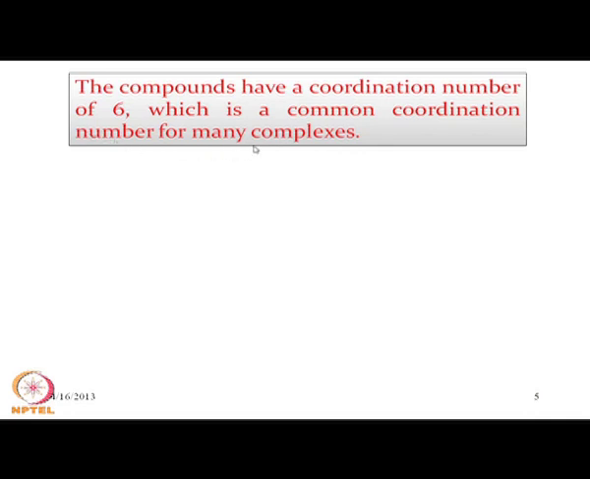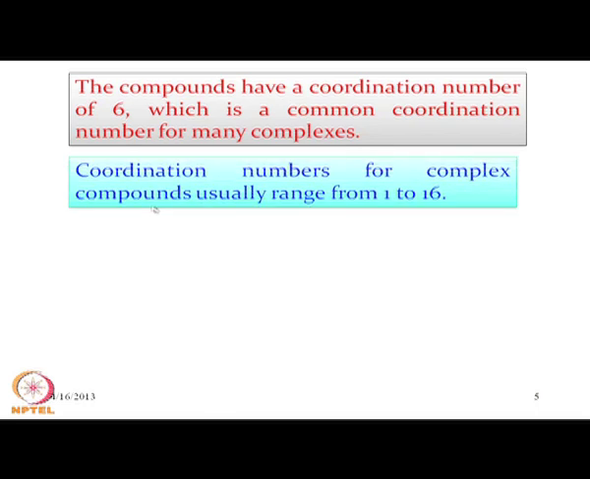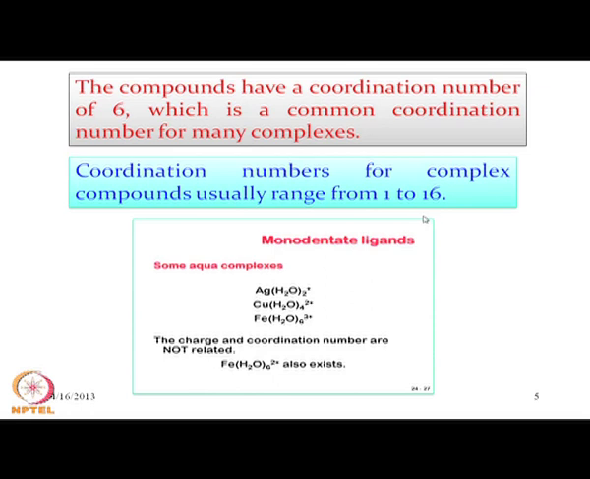So, this is very common for many metal complexes, and coordination numbers for complex compounds can usually range from 1 to 16. So, one after another we can consider how we can go from the most common coordination number of 6 and a little bit beyond that, because for getting coordination numbers like 12 and 14 we need some bigger metal center where a large number of ligands can surround the corresponding metal center.